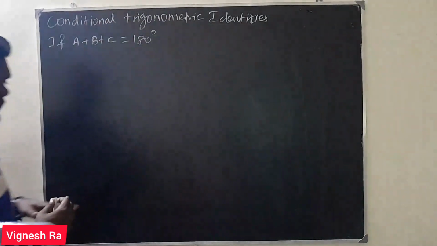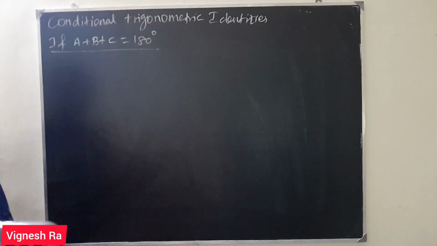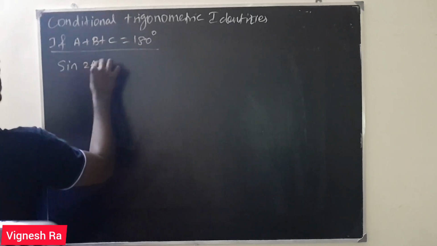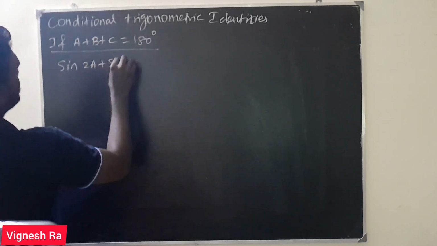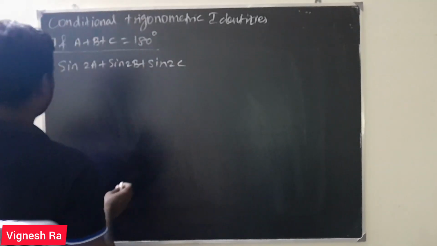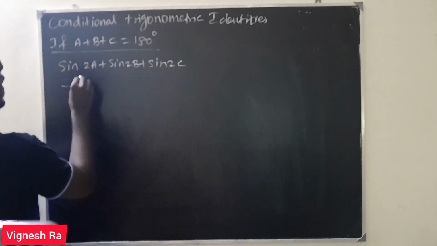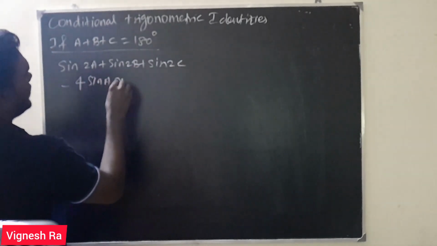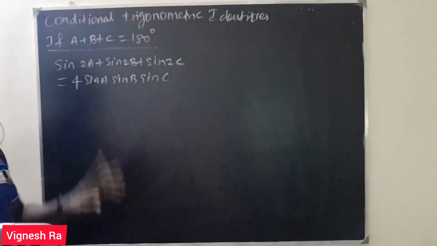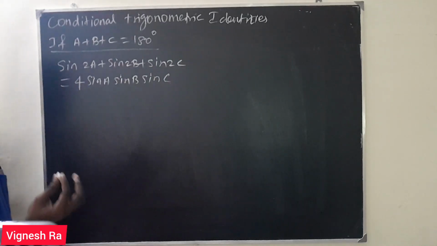Now the first trigonometric identity. For all the identities, this is the condition. With this, we are going to proceed. The first trigonometric identity is sin 2A plus sin 2B plus sin 2C equals 4 sin A sin B sin C. We are going to prove this one if A plus B plus C is 180 degrees. Now see, the proof goes like this.